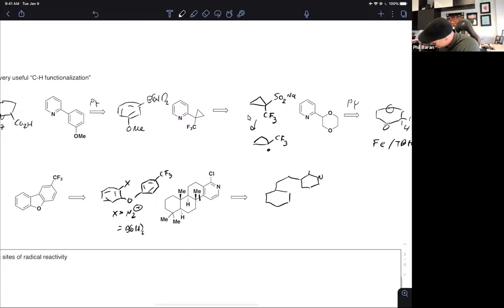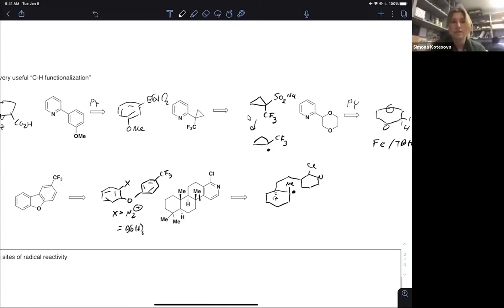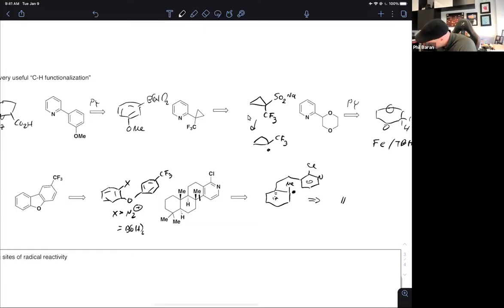So you could, let's just put it like this. You need to make that radical, right? Yes. So we can get that radical from the corresponding olefin using iron acac and phenylsilane. You could also get it from the corresponding acid. You could also get it from the corresponding alcohol by making the xanthate or making the oxalate. However way you want to make that radical, that will then cyclize closed to give you the product.